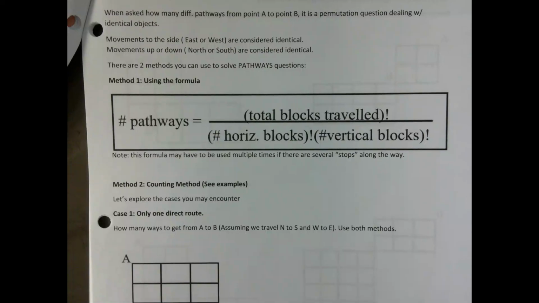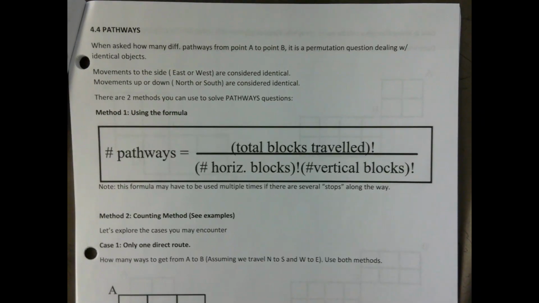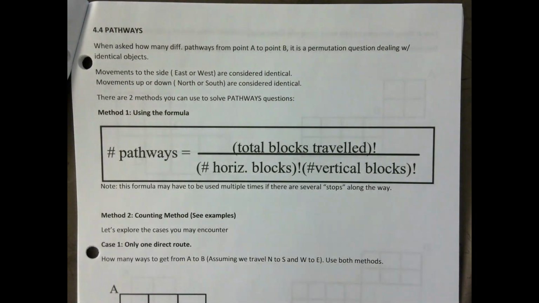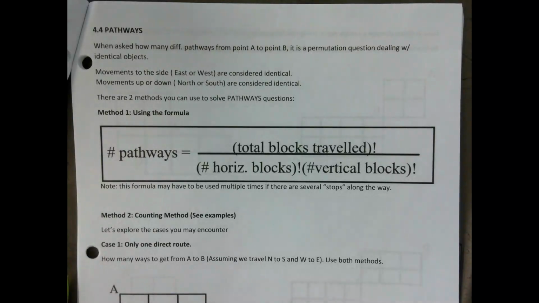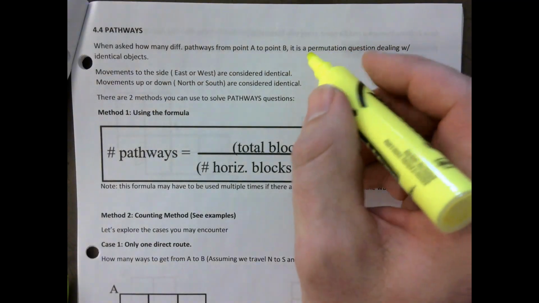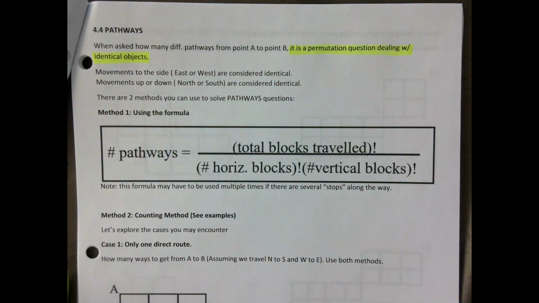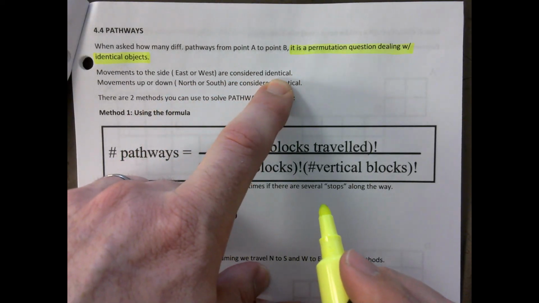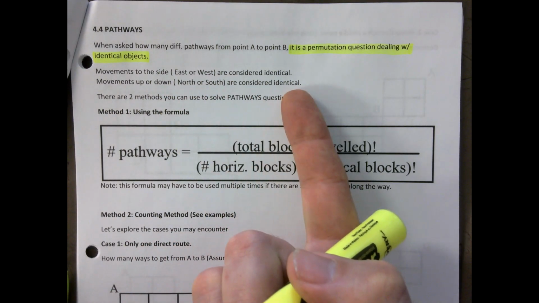On page 36, pathways. Pathways has everything to do with repeated items, guys. Everything. When you're asked how many different pathways there are from point A to B, it is a permutation question dealing with identical objects. Movements to the side, east or west, are considered identical. Movements up or down, north or south, are considered identical as well.